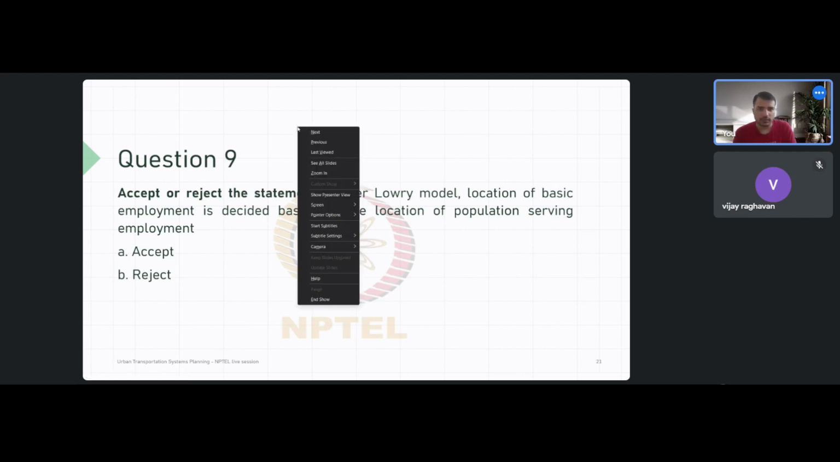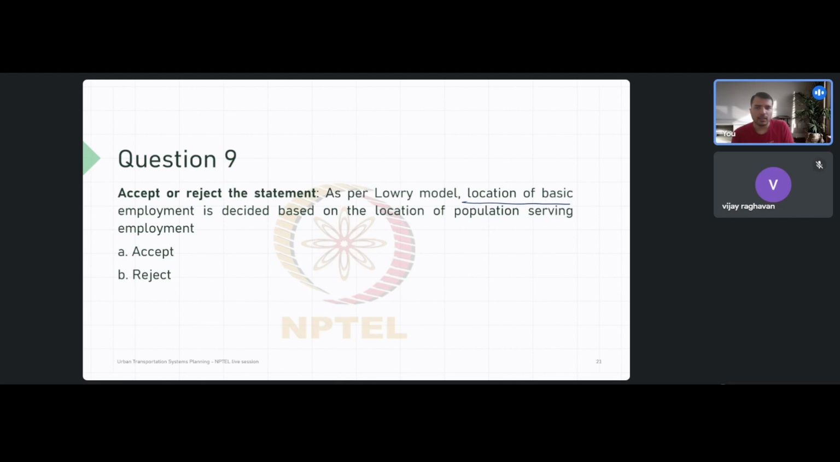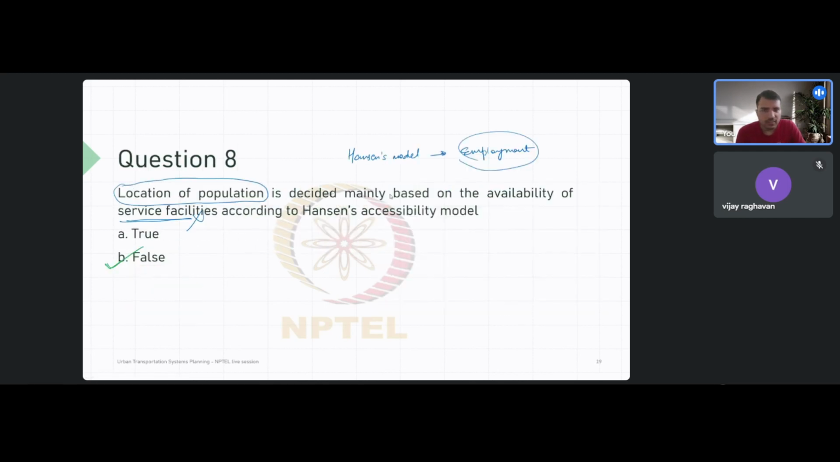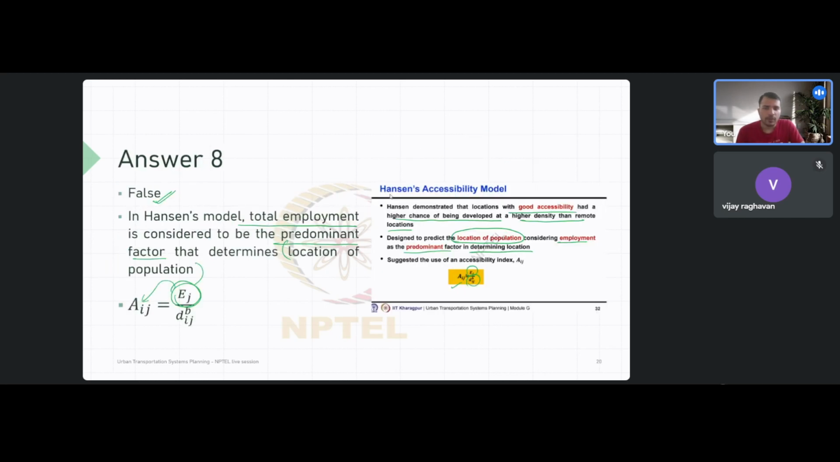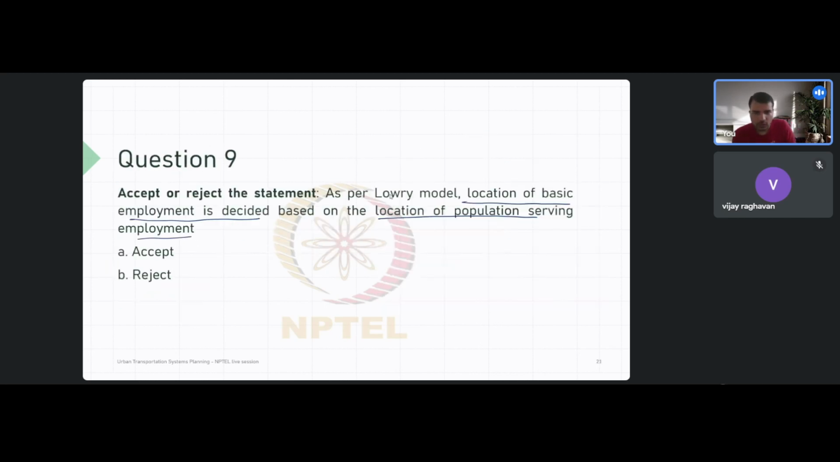So what we are saying here is location of basic employment is decided based on the location of population serving the employment. But what is done here is, the previous question was about Hansen's model. So there, based on the employment we decide the population. But here what we do is we fix the basic employment. So here location of basic employment is decided now.